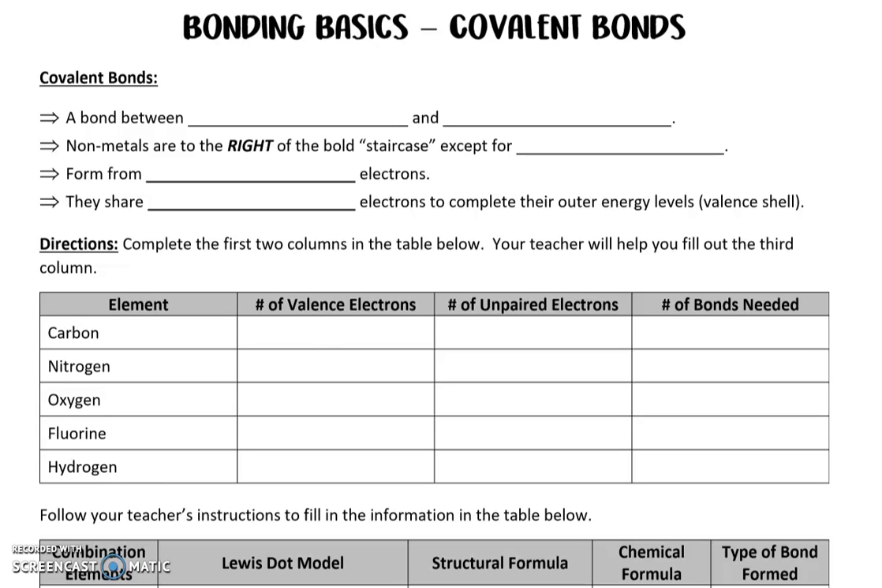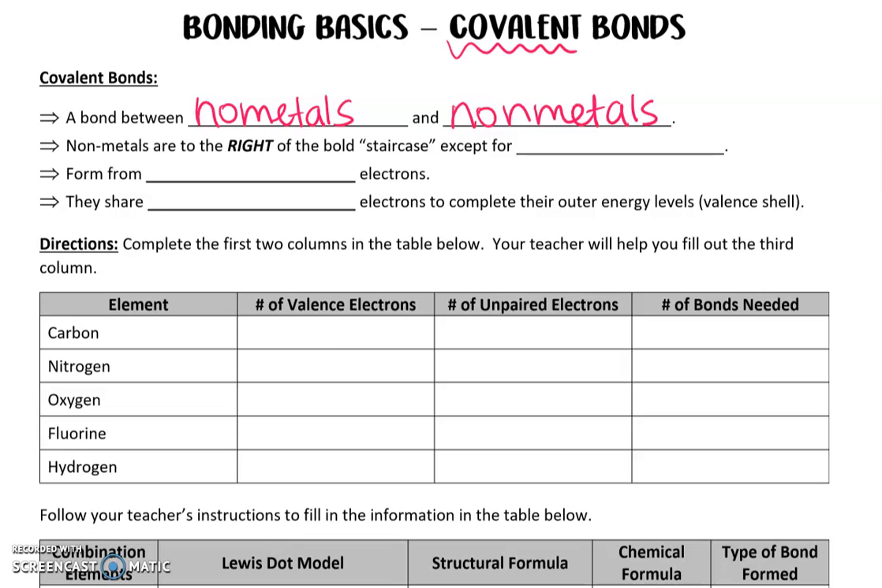Hi everyone. Today we're going to learn about a different type of chemical bond, which is called a covalent bond. Now in our previous lesson we learned about a chemical bond called an ionic bond, and today's focus is going to be on a different type of bond which forms just between the nonmetals and other nonmetals on our periodic table.